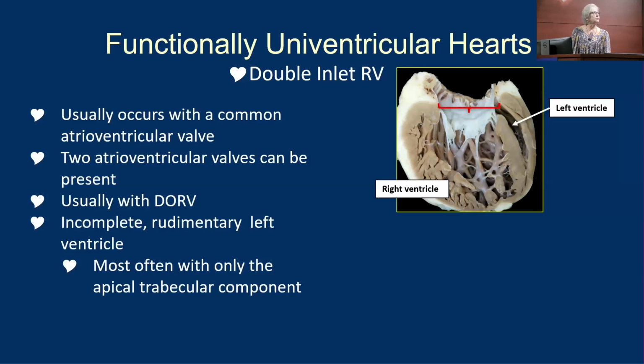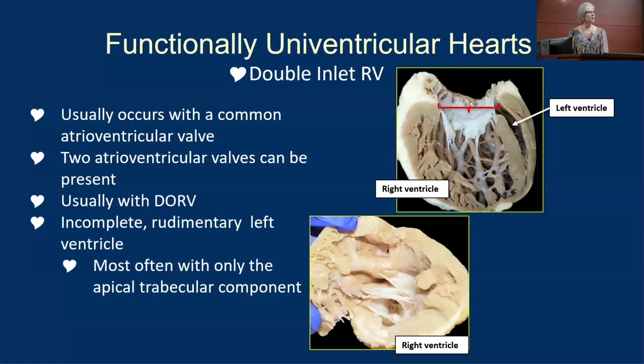You can have two atrioventricular valves, and in this case, you usually will have a double outlet right ventricle or transposition. Having concordant ventricular arterial connections with a double inlet right ventricle is quite rare. The incomplete and rudimentary left ventricle is most often only with its apical trabecular component. And here you can see the right ventricle opened in clamshell fashion with a right atrioventricular valve and a left atrioventricular valve that's mostly committed to the right ventricle. There is a double outlet, and the outlet septum is between the two arterial trunks that are both supported by complete muscular infundibulums.